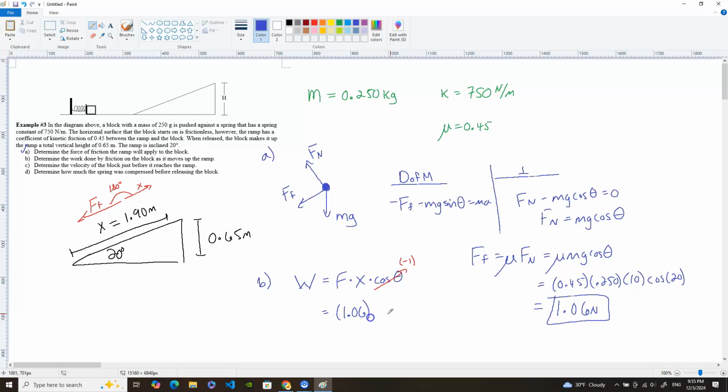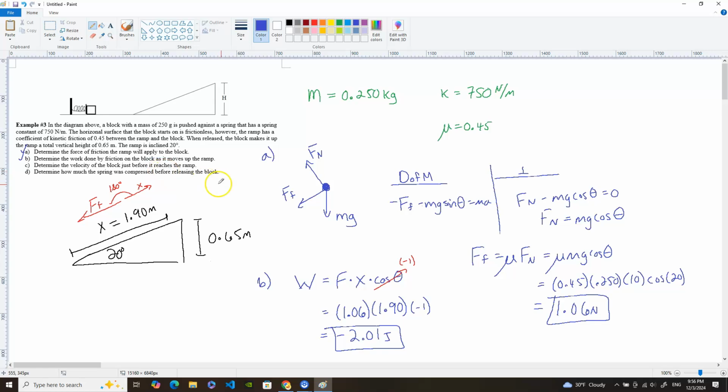I'm not really going to worry about that negative because I'm going to handle it when we get into C and D, what's going on with the spring and with kinetic energy. If you want to put the negative 1 in there, go ahead. It's not going to hurt anything. 1.06 by 1.9. Whether you do negative or positive isn't that big of a deal. Ultimately, what I can declare is that friction took away 2.01 joules of energy.